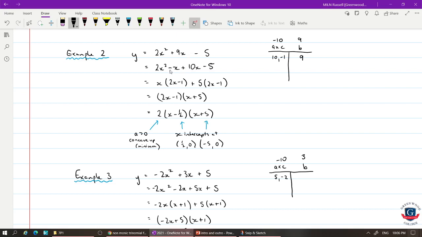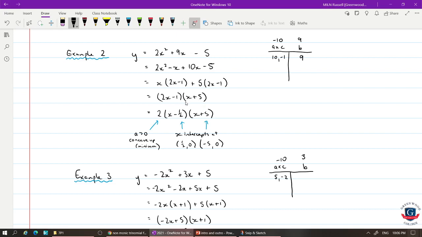10 take 1 is still 9. Then I'm going to factorize this. The highest common factor is x, which will leave me with x times 2x will give me 2x squared. X times negative 1 will give me negative x. And then do the same for the second pair. The highest common factor is 5. Put that out the front. 5 times 2x gives me 10x. 5 times negative 1 gives me 5. And lo and behold, I can regroup again. So 2x take 1, bracket x plus 5.